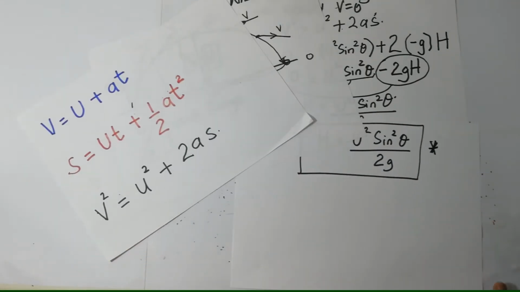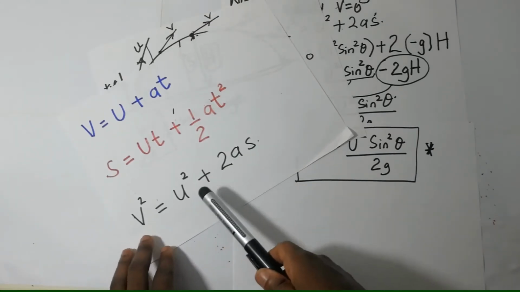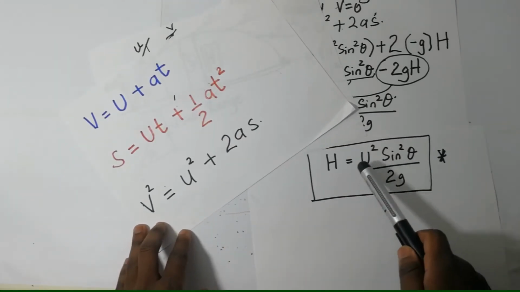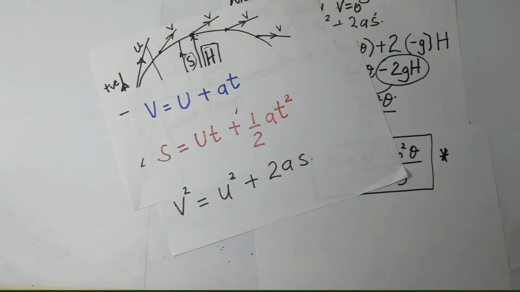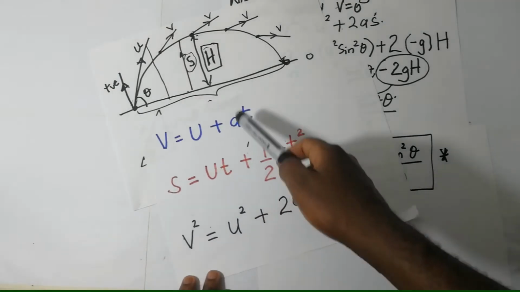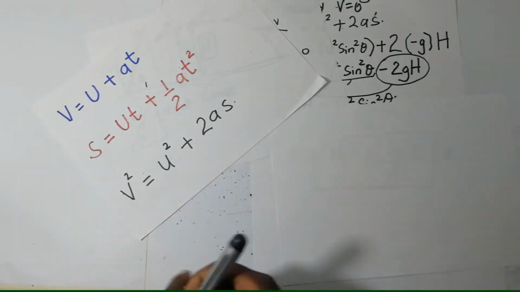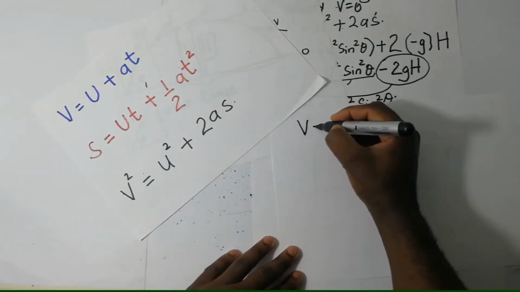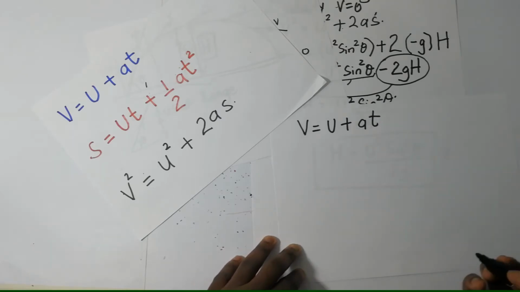Now somebody might ask me, why did we choose the third equation of motion? Why didn't we use the first equation of motion? Okay, let's use that also. Let's plug in that characteristic and let's see where it takes us. So let's say this is v is equal to u plus at. That's the first equation of motion.